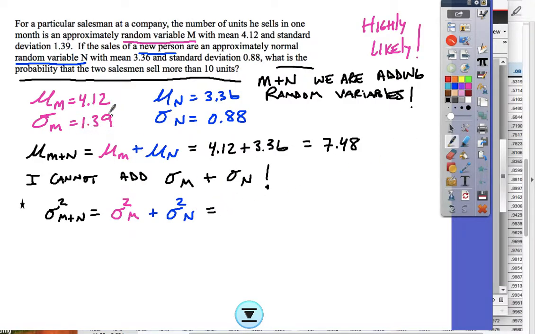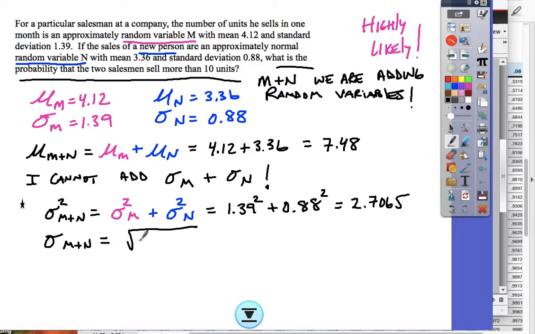Okay, so the variance will be this 1.39 squared. And then the variance of N would be 0.88 squared. When I add those up, I get 2.7065. Now, if I want the standard deviation, which I do, I'm going to take the square root of what I got from my variance. So I will get 1.64514. All right, so this is all the background work.